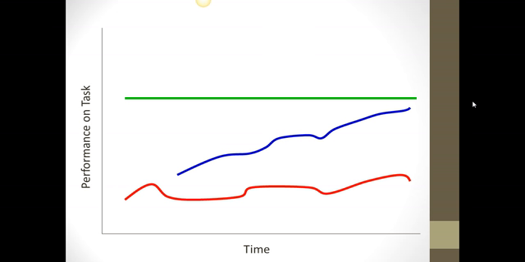So, when we look at measuring for a compensatory intervention, you're going to see three lines here. The green line, or the top line, represents the expected performance on a task. The red line, or the bottom line, represents the performance that the student has not using any type of compensatory intervention. The blue line, or the middle line, is measuring the performance on the task using the compensatory intervention.